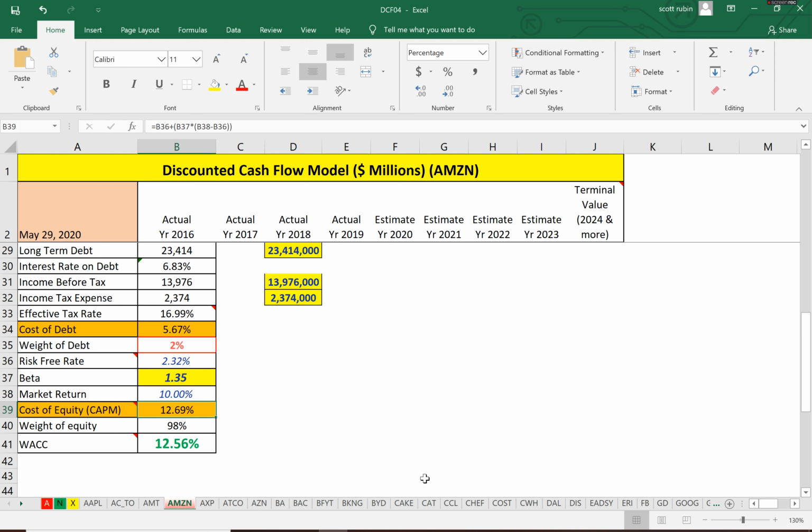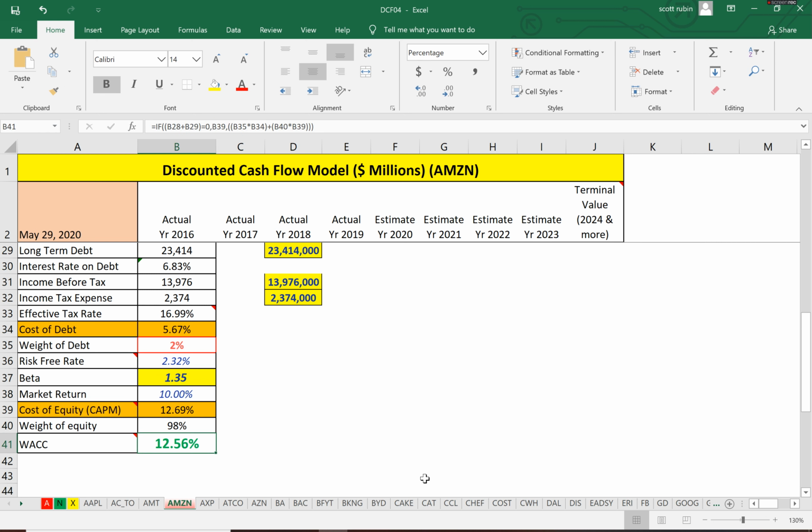Now the cost of equity is 12.69%. So equity is more expensive than debt, as you can see. More than double. Because equity sits lower in the capital structure of a company, therefore it's more risky. In the event of a default, debt holders are paid before equity holders.